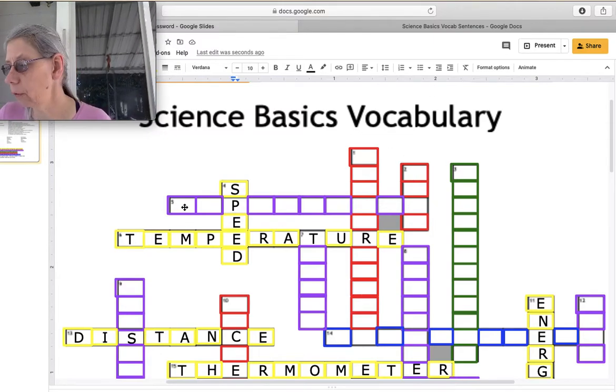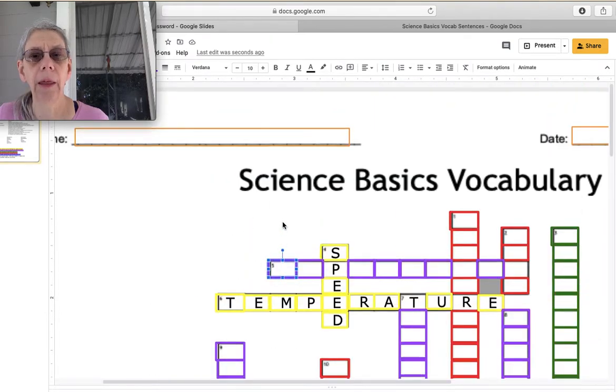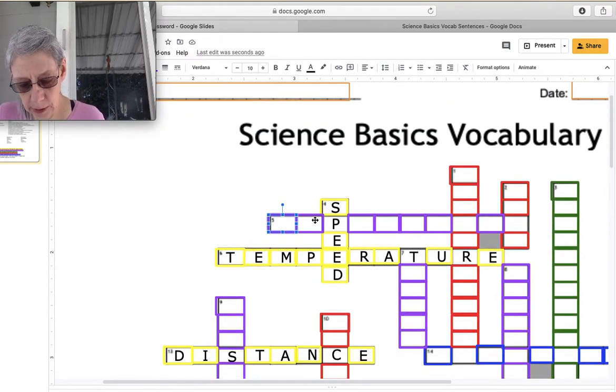Okay, 5 across is an educated guess that can be tested. That, of course, is our hypothesis.